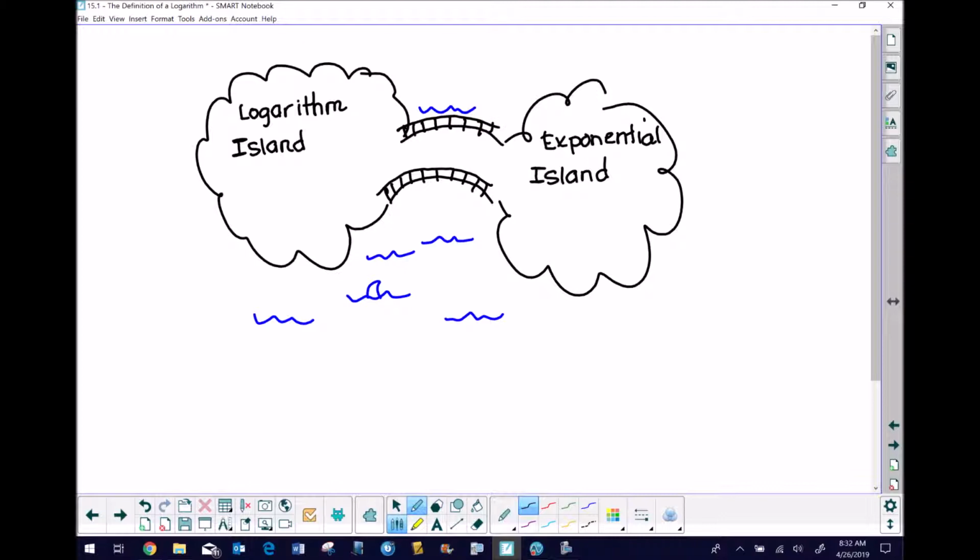And in order to go across the bridge, we just simply take a logarithm equation, which might look like this: log of any base b of, let's say, some x, equal to a. And then on the exponential island, we would rewrite this as the base b to the power of a, because after all, logarithms are just exponents, and that would be equivalent to x. So there's a bridge that connects these two equations, much like there's a bridge that connects the two islands. That's the philosophy that I want my students to keep in mind as they're working with logarithm equations.